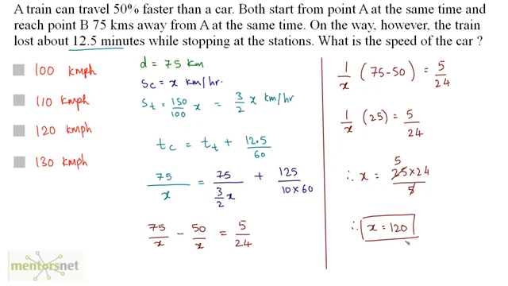When you solve this equation, you'll get the value of x as 120 kilometers per hour, and x is the speed of the car. So the speed of the car is option D, 120 kilometers per hour.